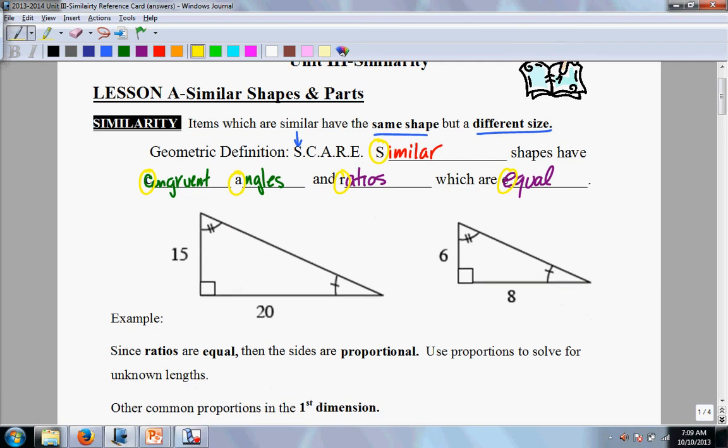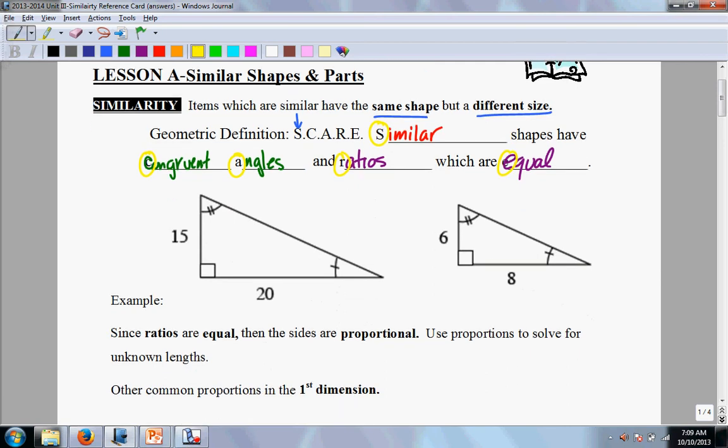So for example, in the shapes below, we see that they have congruent angles. See, they have matching congruent angles. That's right. And then that's single. So we have congruent angles. That's the CA part of SCARE.